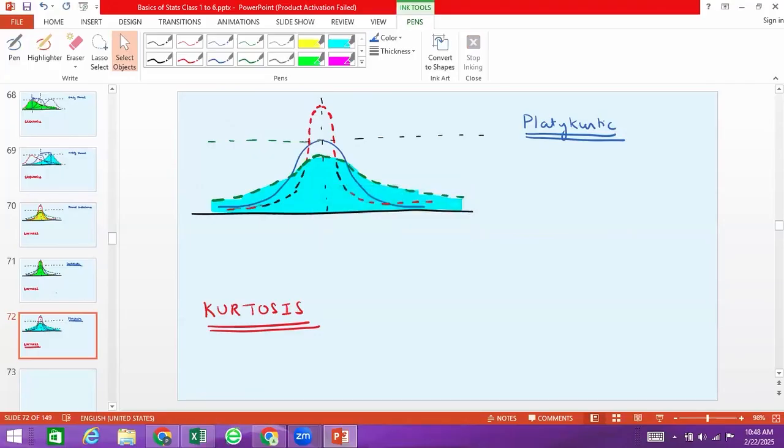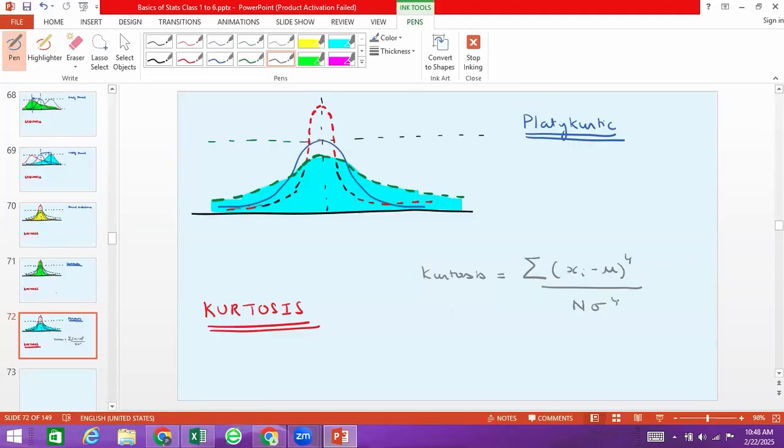Okay, the formula for kurtosis is the sum of xi minus mu to the power 4, divided by n times sigma to the power 4. This is the formula for kurtosis.